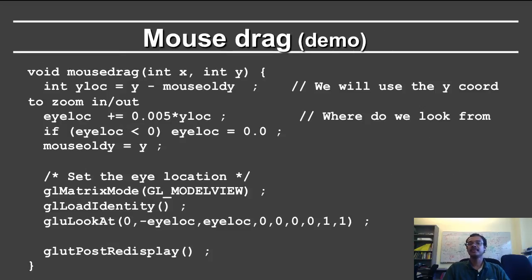I already showed you the demo of dragging the mouse, and here's what the function looks like. Notice that the Y location is now given by Y minus the old value, so it's the increment. And the eye location increments by some function times the Y location. I don't let it get less than 0, I set it back to 0. After I'm done with this drag, I reset the mouse old Y, so the drag is always relative to the previous location. Finally, I have to go and set the eye location. So I go to the model view matrix, load it with the identity, reset GLU lookat, and queue the display function.